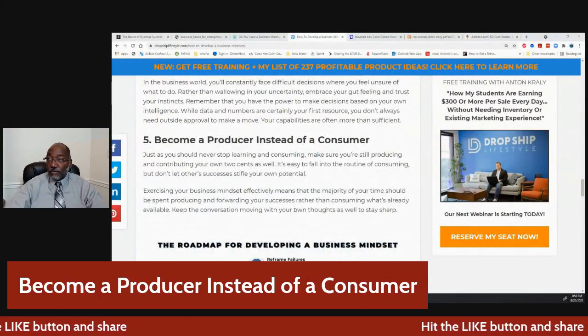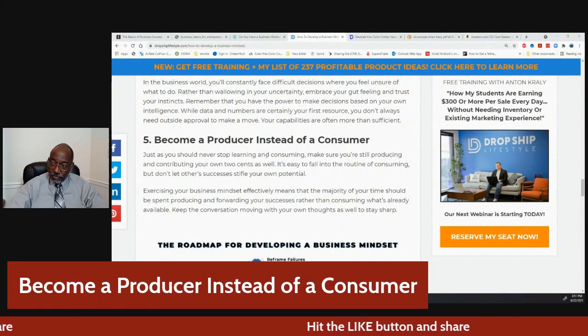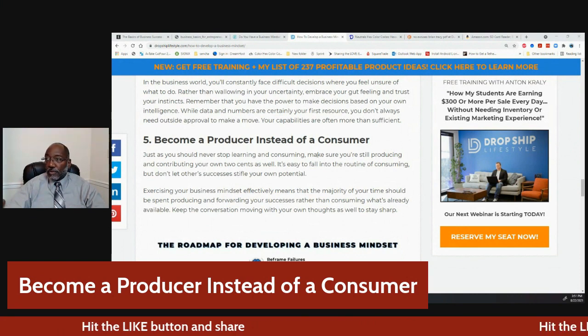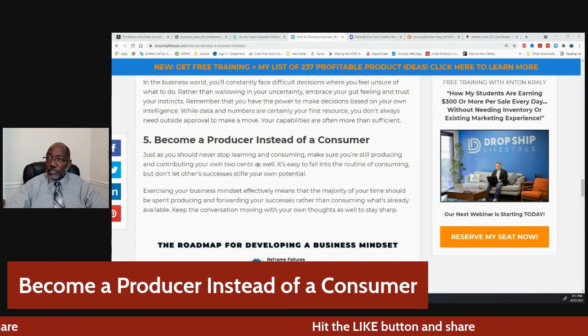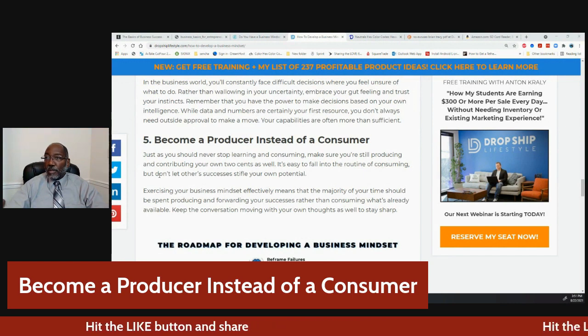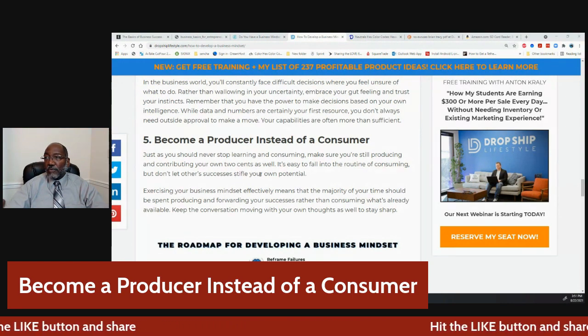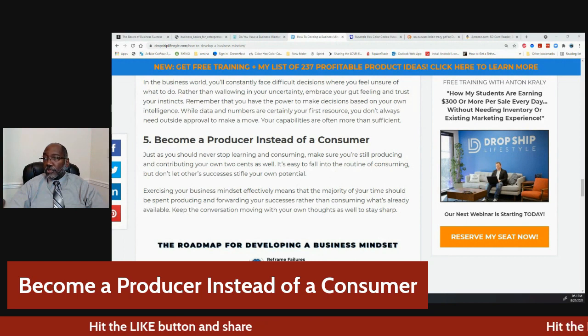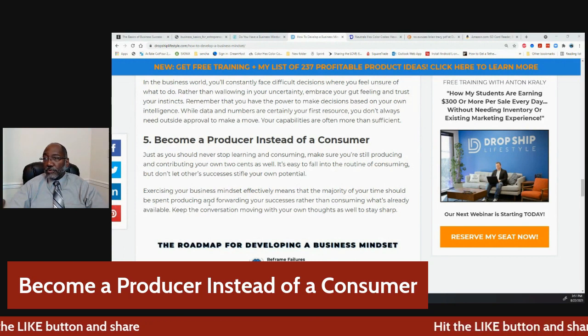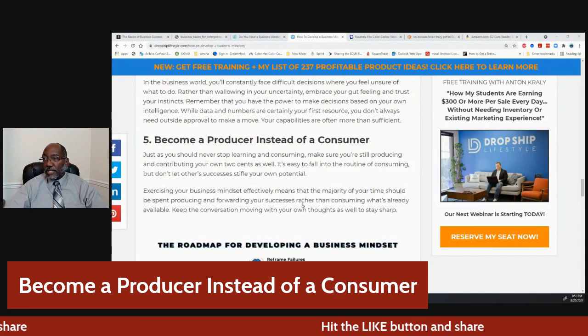Become a producer instead of a consumer. As you should never stop learning and consuming, make sure you're still producing and contributing your own two cents as well. It's easy to fall into the routine of consuming, but do not let other people's success stifle your potential. Exercise your business mindset effectively means that the majority of your time should be spent producing and forwarding your success rather than consuming what's already available.